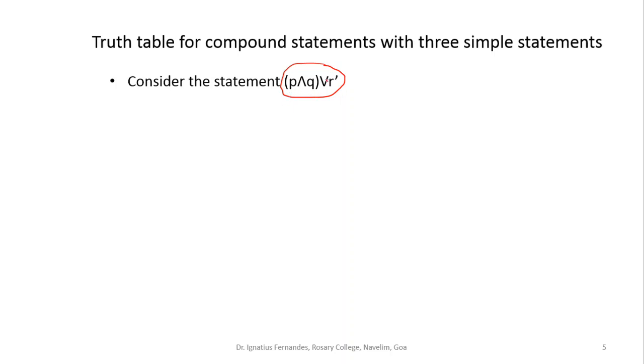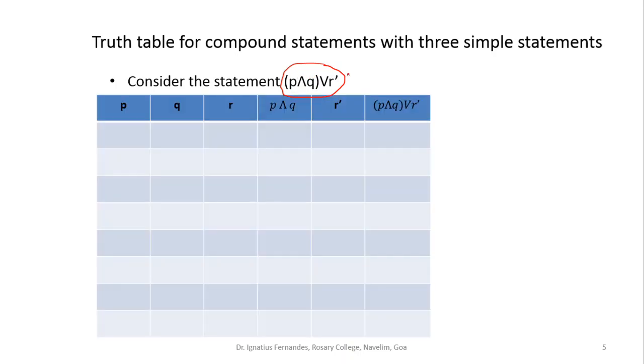Again the procedure will remain the same, except that earlier we had only 2 starting columns, P and Q. Now we will have 3 starting columns, P, Q and R. So again we break it down. We will need a column for P and Q, and a column for R bar. Once we have this, we will find out P and Q or R bar. This is how you form the table.